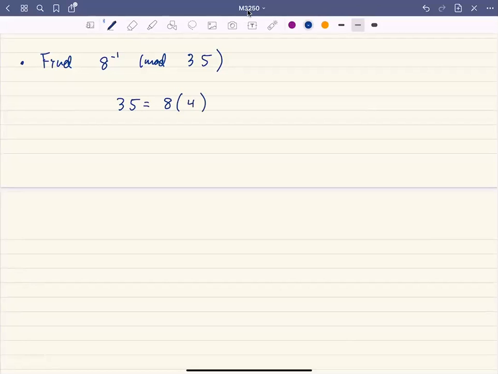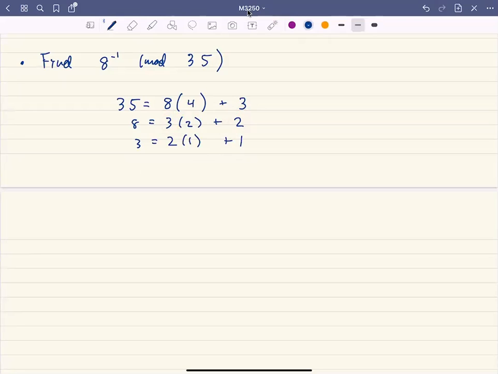8 goes into 35 4 times with a remainder of 3. 3 goes into 8 twice with a remainder of 2. And then we bring down these numbers. 2 goes into 3 once with remainder 1. And then finally, 1 goes into 2 twice with remainder 0. We don't really need this last line. So once you get to 1, you can stop basically.